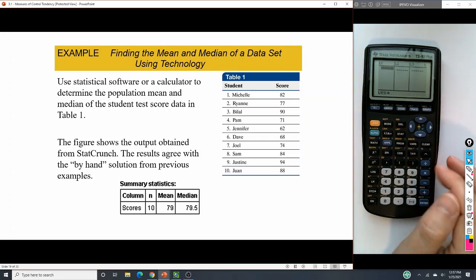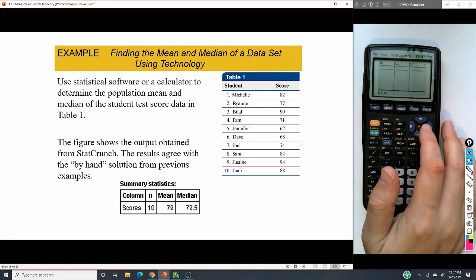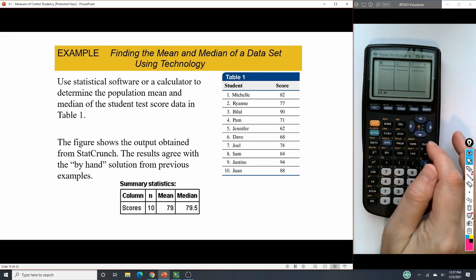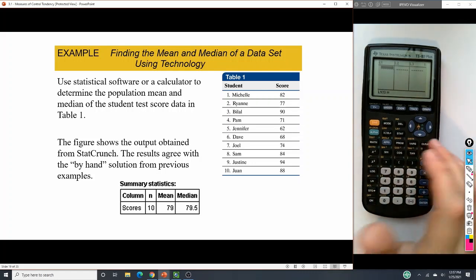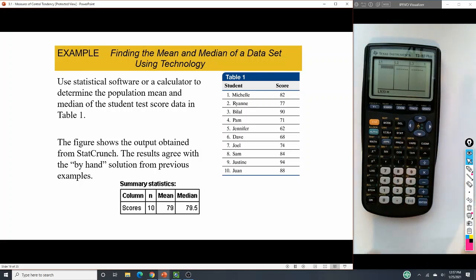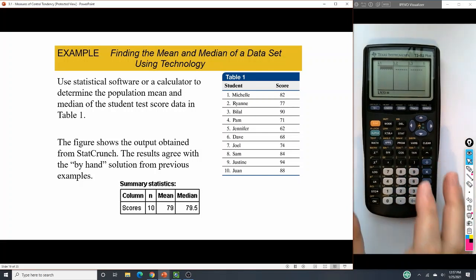Now to clear a list, you go up to the very top, where the L1 or whichever list you want to clear is highlighted, hit clear and then enter and it will clear that list. Do not hit delete. If you hit delete, it gets rid of the row and then you'll have to go back and reset your stuff to get your L1 and L2 back in there, and we don't want that confusion, okay?